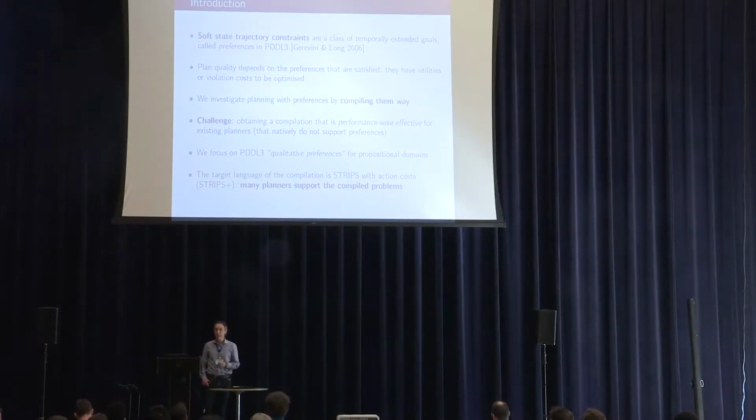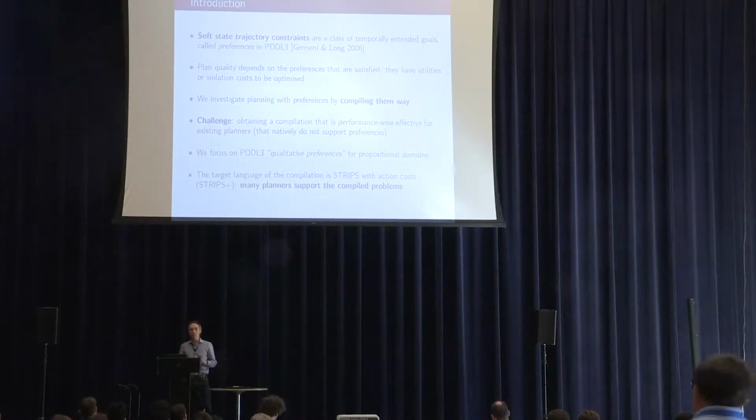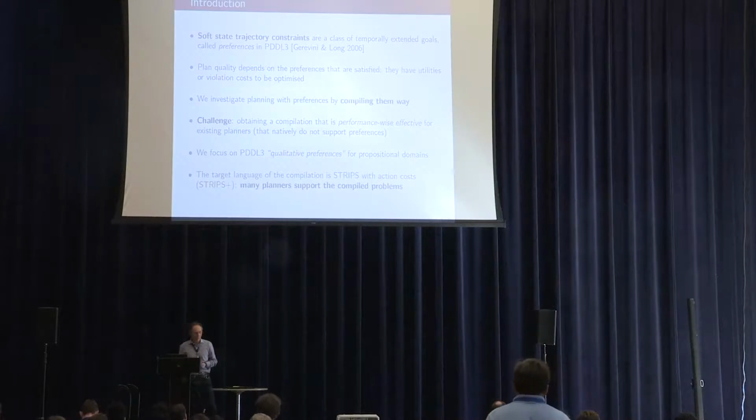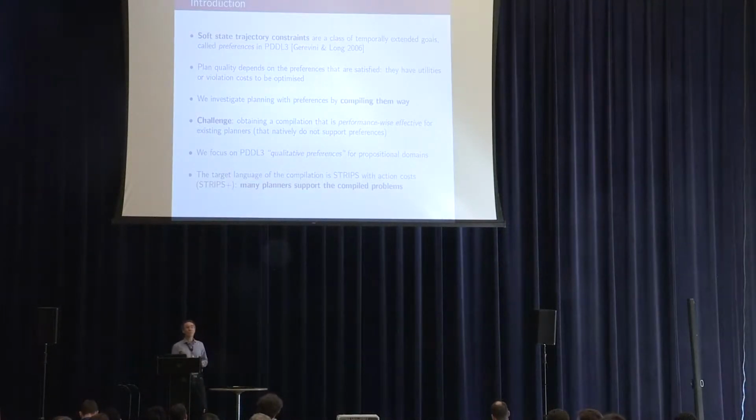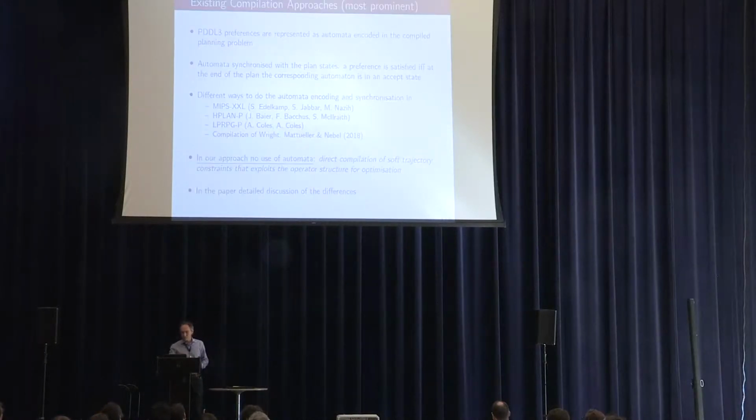An important challenge here is to develop a compilation that is efficient, taking into account the current planners and the algorithms that will use it. We focus on the so-called qualitative preferences in PDDL3, which are preferences that do not involve numbers. The target language of the compilation is very simple, which is a plus because many planners can support our compilation. Basically, it is just STRIPS with action cost.